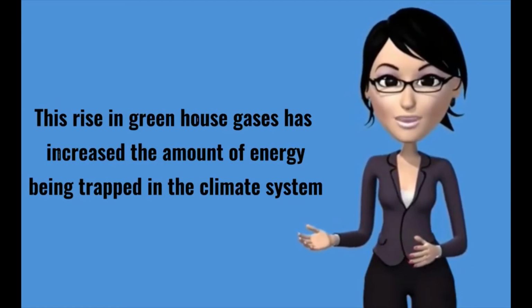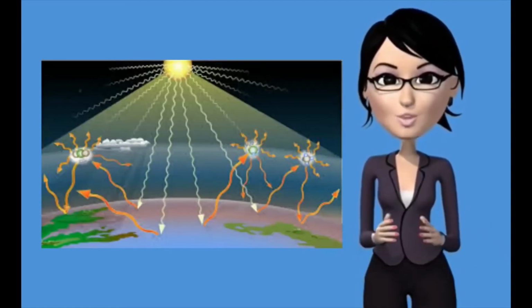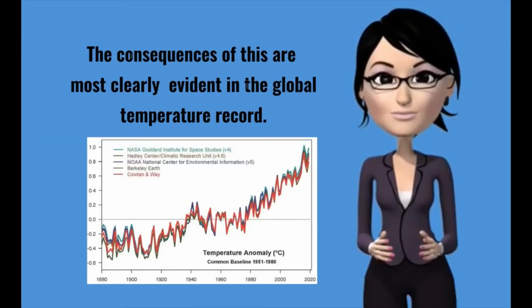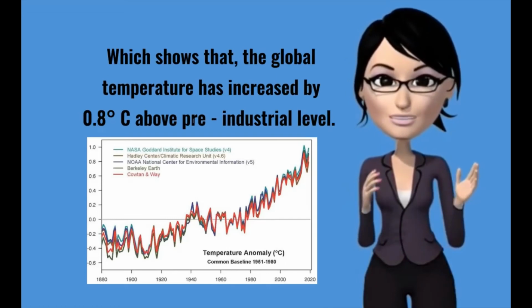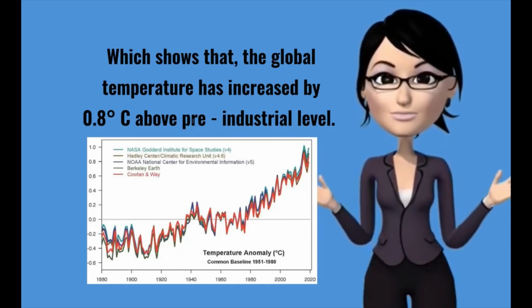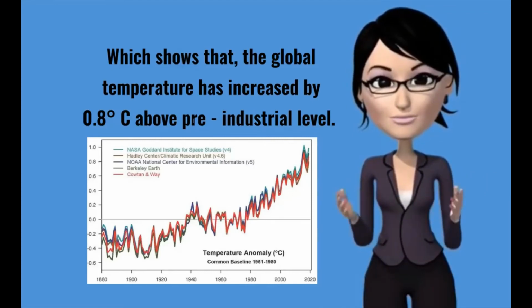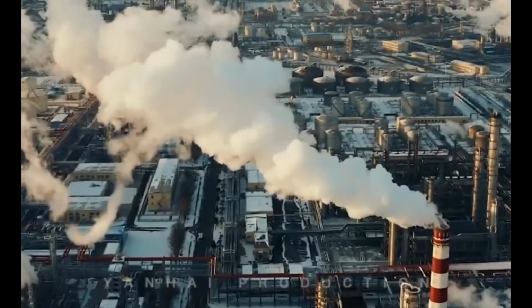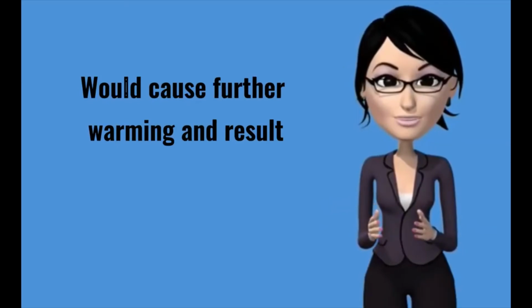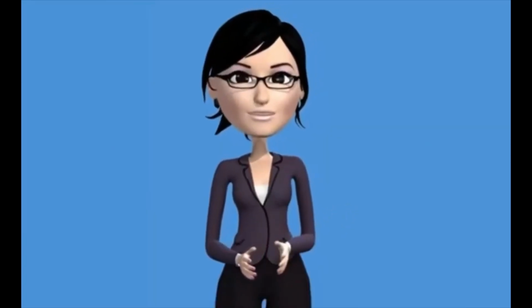This rise in greenhouse gases has increased the amount of energy being trapped in the climate system. The consequences of this are most clearly evident in the global temperature record, which shows that, on average, the global temperature has increased by 0.8 degrees centigrade above pre-industrial levels. Continued emissions at or above current levels would cause further warming and result in changes in the global climate system.